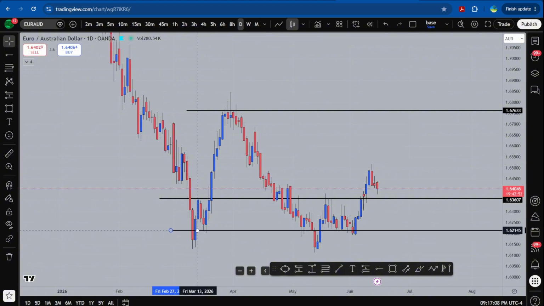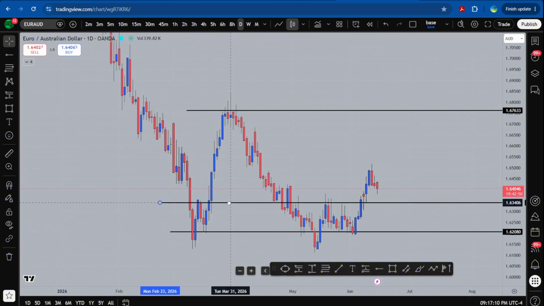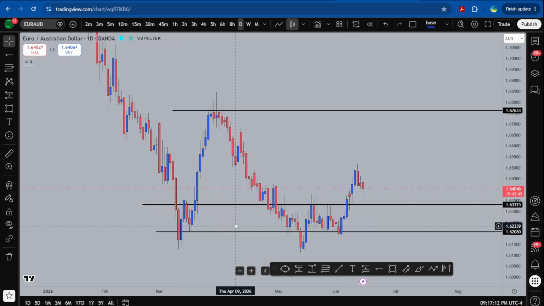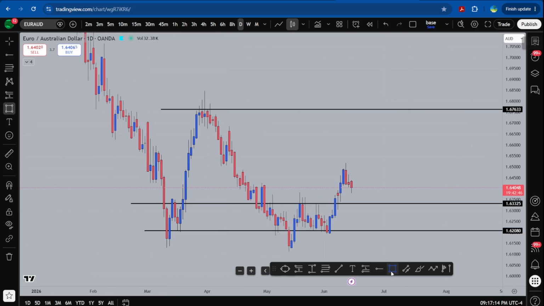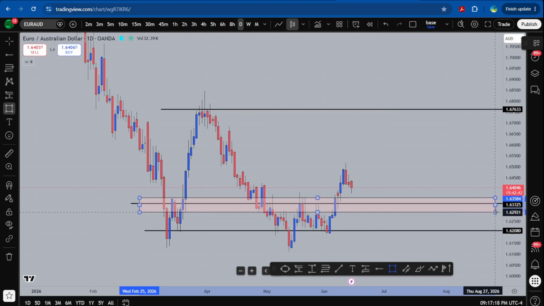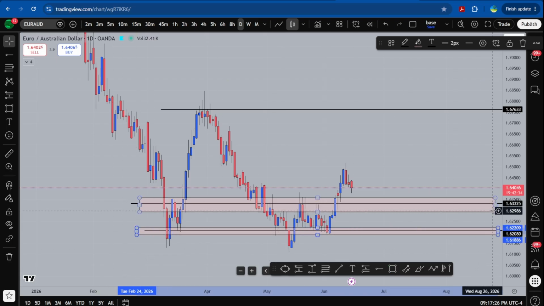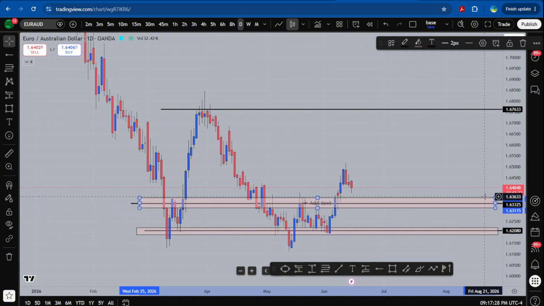I'm going to clean it up a bit and add some zones, because price rarely comes back to one number and takes off from there. And that's very wide for the daily.